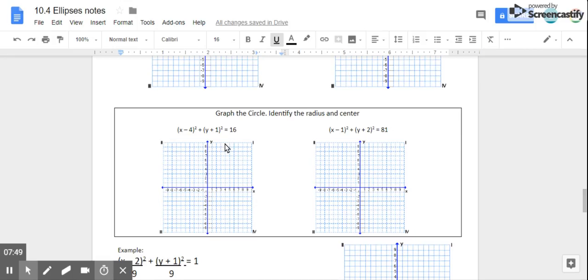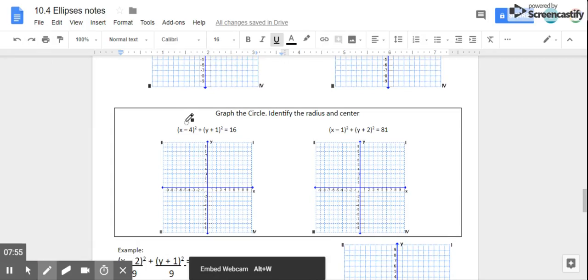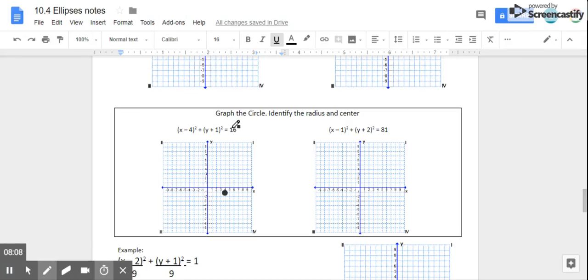So here it says graph the circle. So let's just review that really quick. So how do you find the center? You do the opposite. So it looks like a negative 4 and a positive 1. So you treat it as positive 4, negative 1. Positive 4, negative 1 would be here. And then what does 16 mean? Square root of 16 is 4. So you're going to go up 4 in every direction. And then draw your circle.